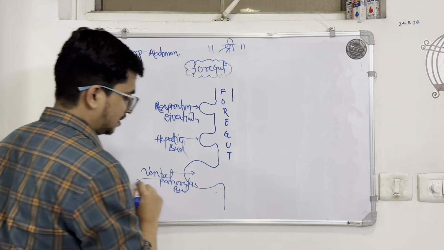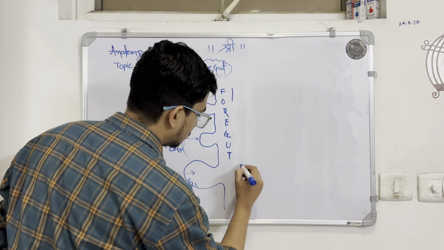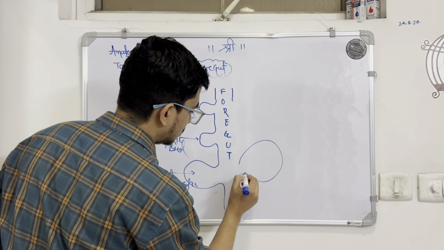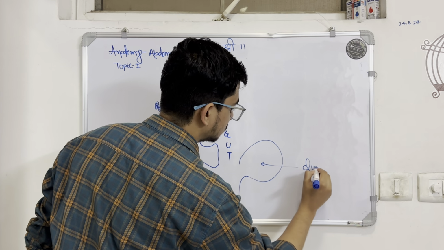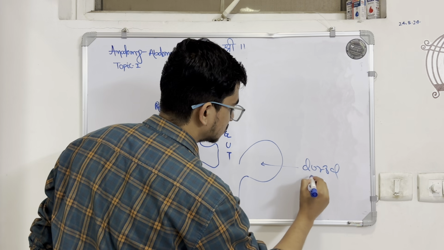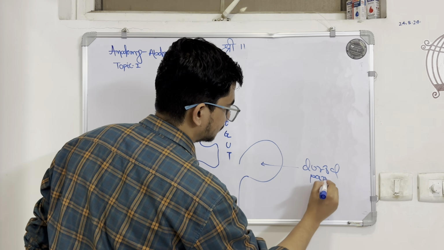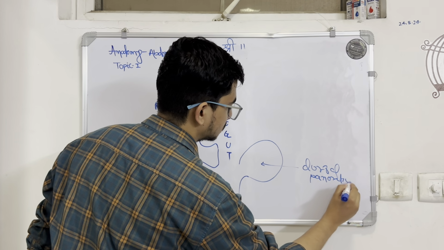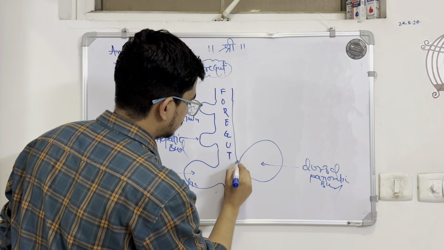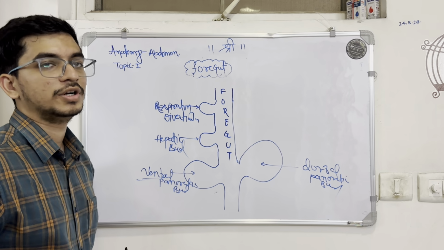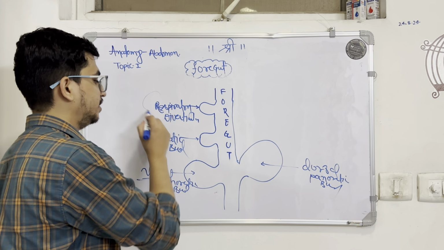Now ventral is there, so dorsal will be there definitely. So here it is a dorsal pancreatic bud. Okay, this is the overview of foregut. Now let's study one by one each segment.